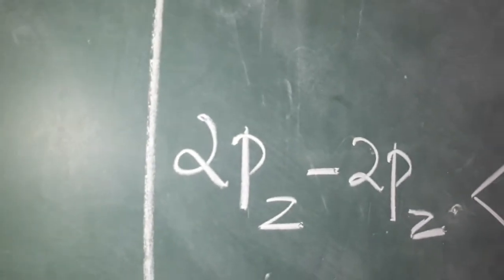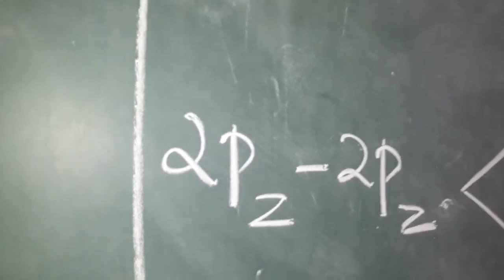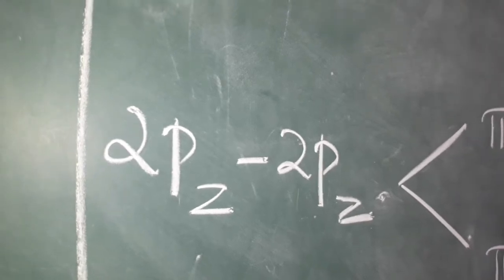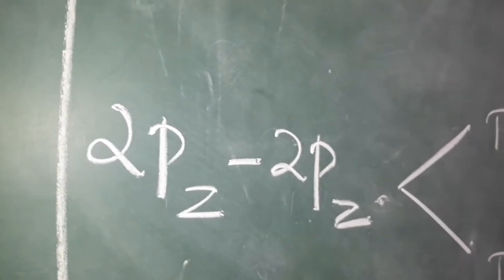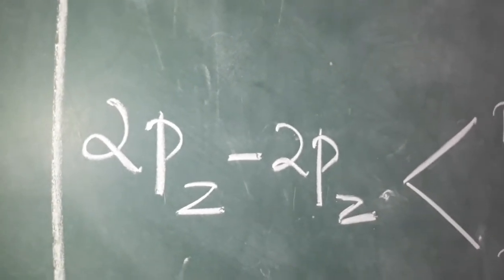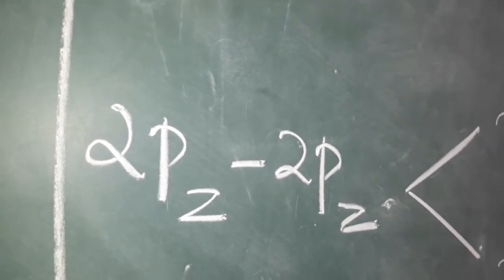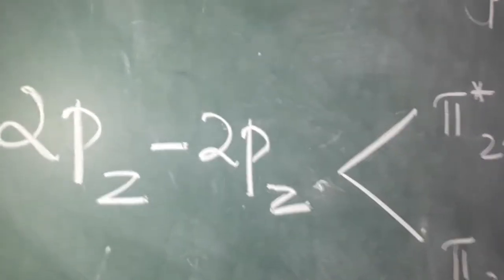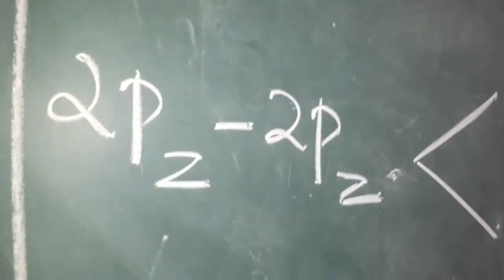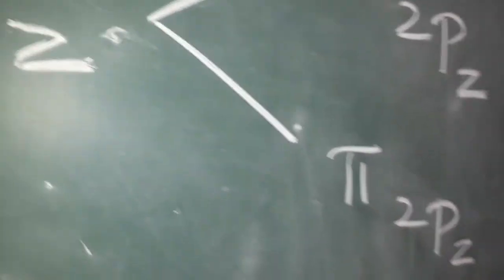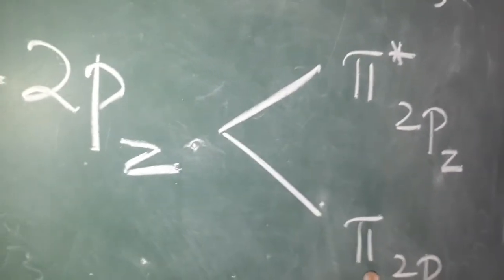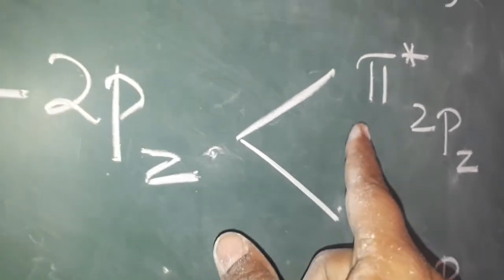Why I didn't take the p orbital earlier: the p orbital comes only from the second orbit onwards. In the same way, the d orbital will not come in the second orbit, it will come only in the third orbit. So here we are going to discuss only the p orbital. See, pi 2pz and pi star 2pz, these 2 are molecular orbitals, one bonding and another anti-bonding.